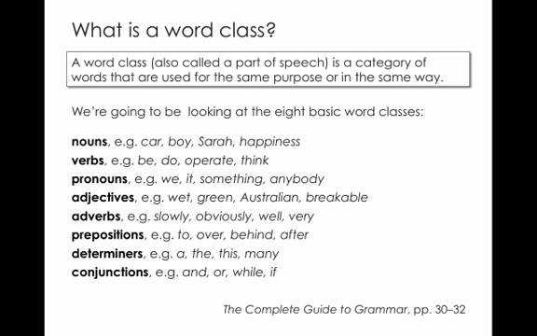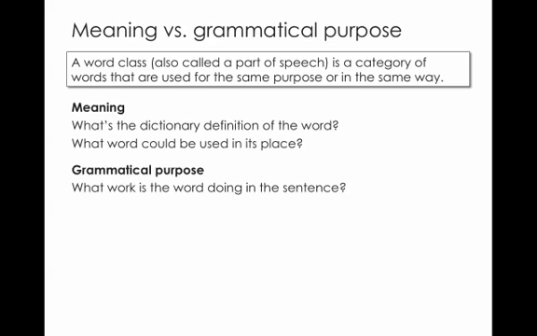determiners and conjunctions. The first thing we should do is draw a distinction between the meaning of a word and its grammatical purpose in the context of a sentence. The definition of word class from the grammar book is this: a word class is a category of words that are used for the same purpose or in the same way. And the same purpose means the same grammatical purpose, and that's different from meaning.